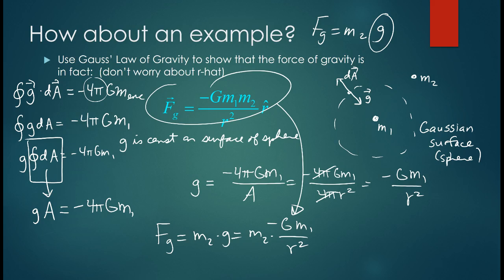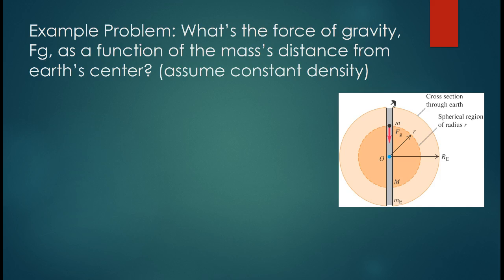Okay, so now let's do one more example problem, which is going to be a little bit more involved. For this one, we want to find out what's the force of gravity, Fg, as a function of this mass's distance from the center of the Earth. So we're going to assume that the Earth has a constant density.